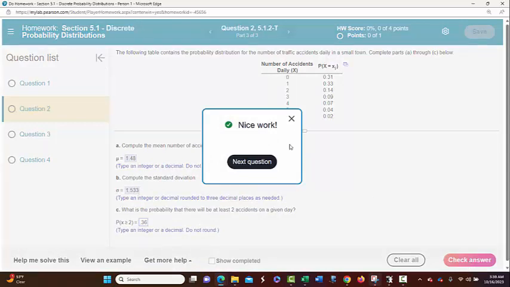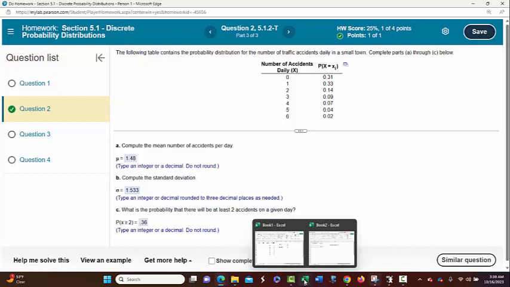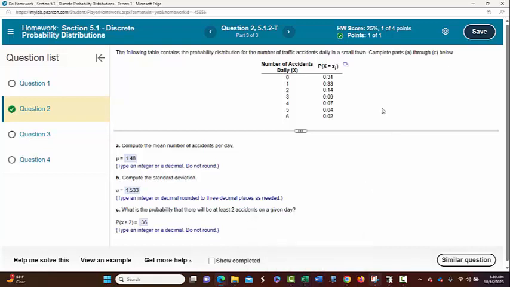All right. Now, before I go to the next question, I'm going to stay here, though, and show you in Excel. Now, Excel does not have a fancy program or command like the calculator did. So I'm going to download the data here.